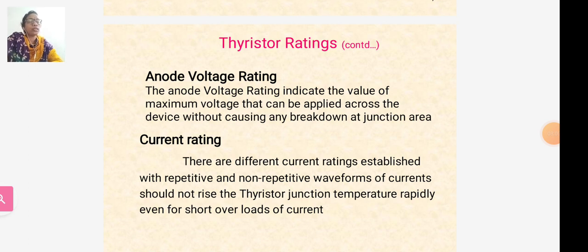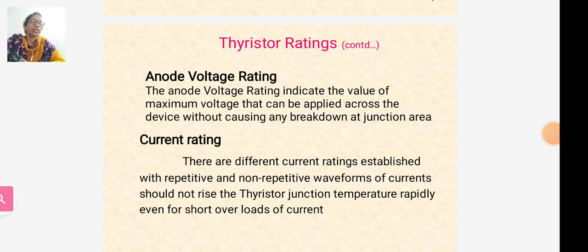The anode voltage rating indicates the value of maximum voltage that can be applied across the device without causing any breakdown at a junction area. In an SCR, the device is made up of semiconducting materials of P-type and N-type, and it has 4 layers and 3 junctions. The middle junction, J2, blocks the forward voltage, and the two end junctions, J1 and J3, block the reverse voltage.